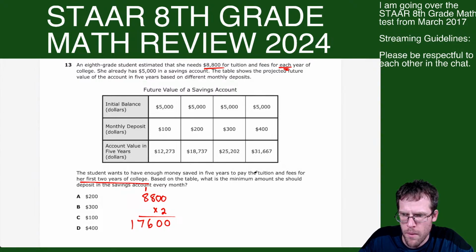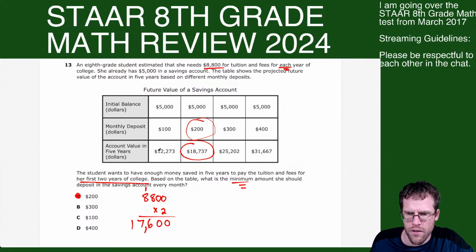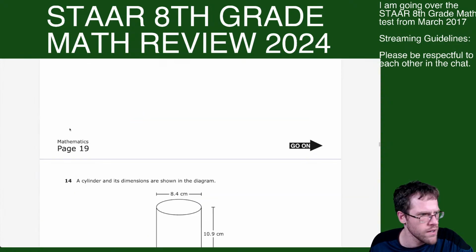So what is the minimum amount she should deposit in the savings account each month? Well, to reach $17,600, the least amount she should deposit is going to have to be $200. So $200 a month will do it. $100 is not enough. She'll fall short. And $300 will do it, but that's not the least amount here. We want the minimum amount that this student has to deposit. So 13 should be A.